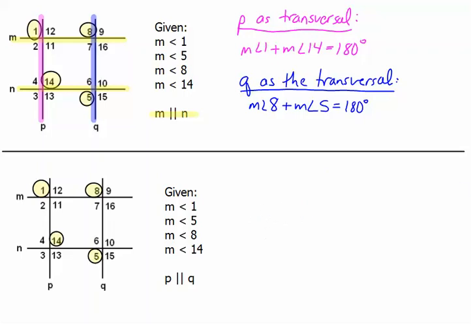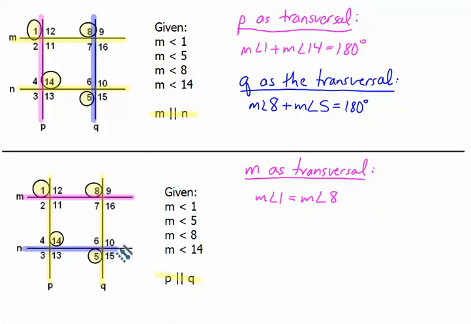Now everything changes when we change which lines are parallel. So in this second example, knowing that P is parallel to Q is going to give rise to completely different equations. So now on the one hand, one of our transversals could be M. Looking at M as the transversal, our angles involved are 1 and 8. They are corresponding angles, and corresponding angles would be congruent with that transversal since the lines are parallel. So we'll say measure of angle 1 is equal to the measure of angle 8.